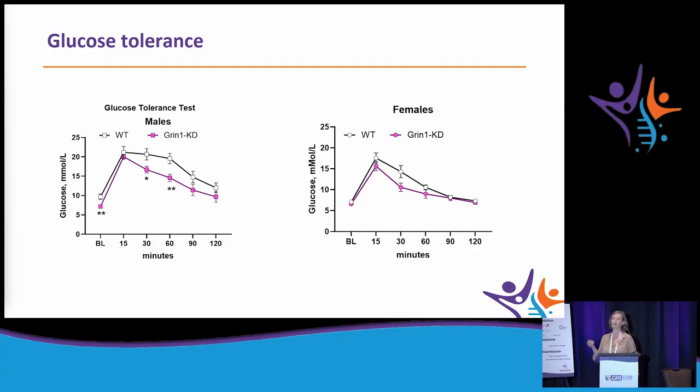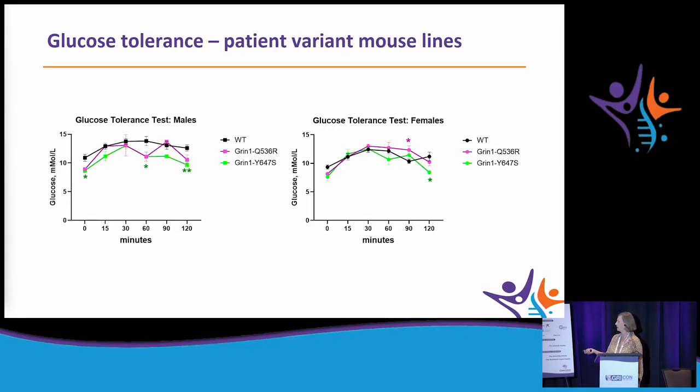So you actually see that it's getting cleared pretty quickly in the KD mice. So this isn't a problem of the glucose not getting into tissues. It does seem to be cleared. And we have started to do some of these same tests with the patient variant mice. So I don't have a lot of data about them. But it looks like with the males, we do see, again, Q536R is kind of a mild loss of function. Y647S is a more severe variant with mixed loss and gain phenotypes. But we can see that it is being cleared pretty quickly.